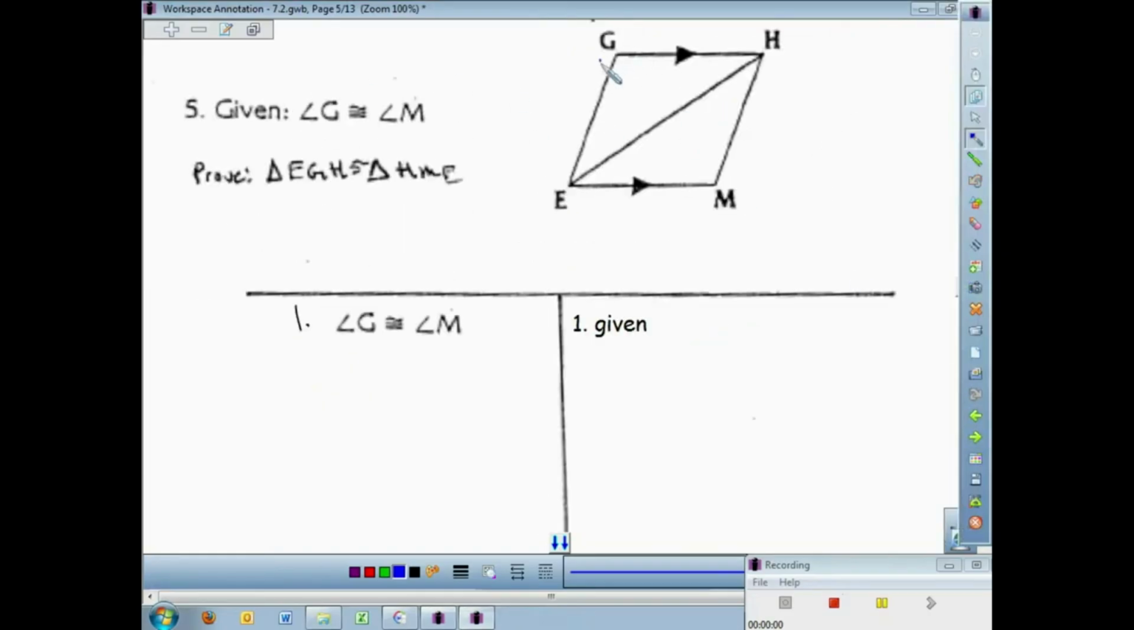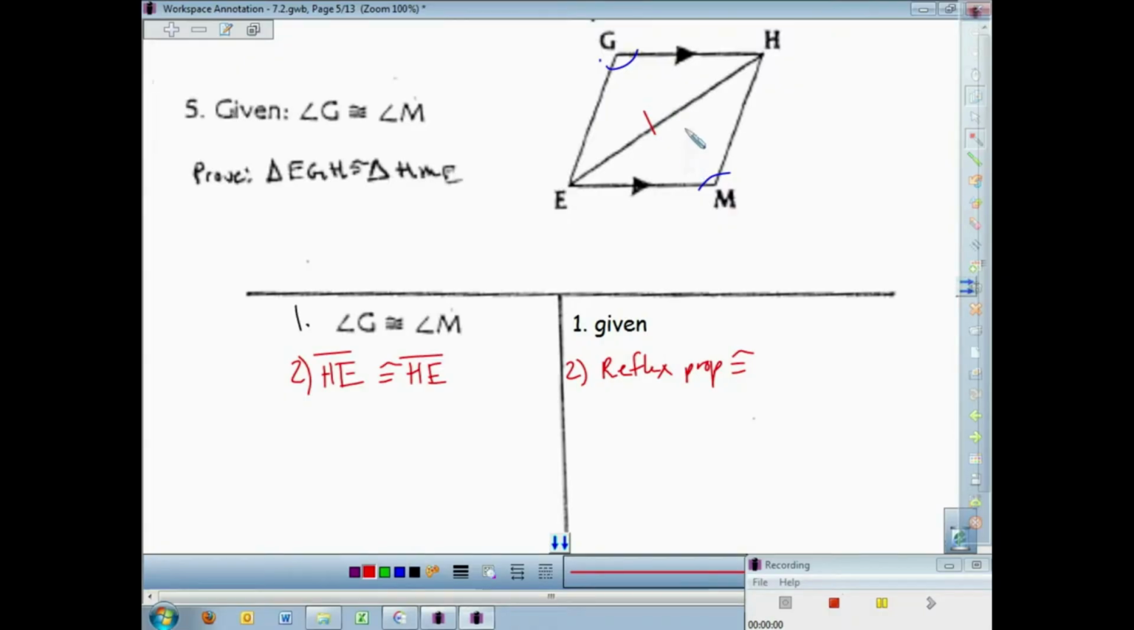Here, angle G is congruent to angle M. That's all they give me, right? They want me to prove those two triangles congruent, so I do not have enough information, so let's go through the checklist. One, is there a shared side between the two triangles? Yes. So let's write it down. Segment HE, or you can call it segment EH, it doesn't really matter, is congruent to segment HE. Reason, that's the reflexive property of congruence. So, boom. Now, do I have enough information to prove those two triangles congruent? No. So I keep going through the checklist.